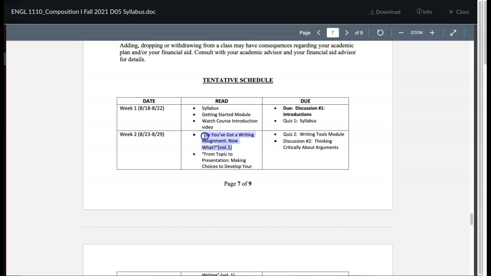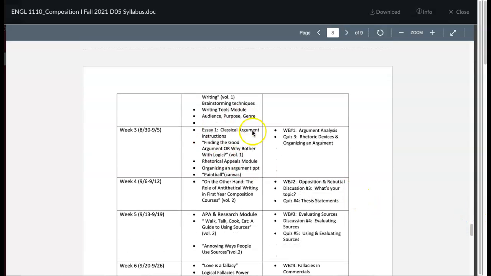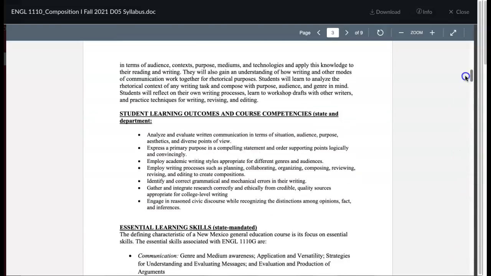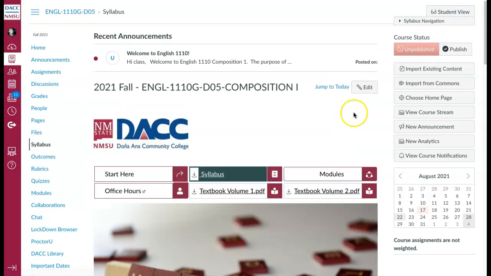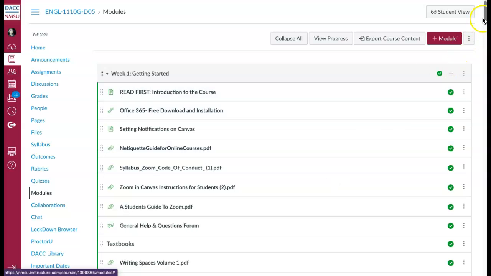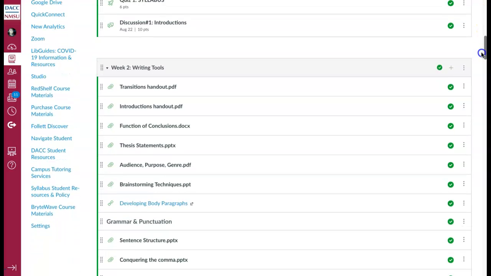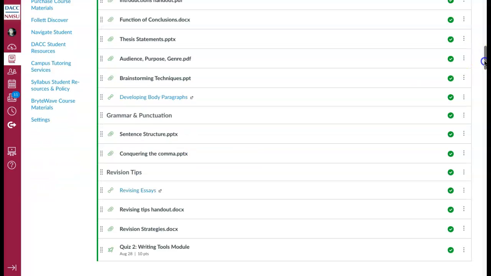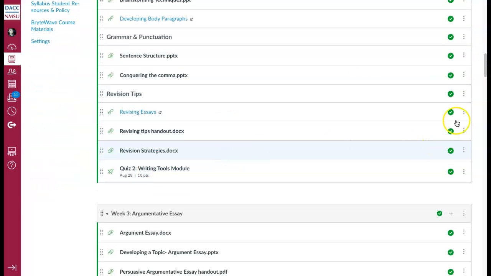So for example, this reading right here tells you that this can be found in volume 1 of the textbook. And everything is listed here. So you want to make sure that you look at your syllabus because that is the best way to keep up with the course. The other best way to keep up with the course is to go ahead and navigate the course through modules, because I try to divide up the modules into weeks. So basically the module tells you everything you have to read for that week, and then the assignments are at the end of the module.